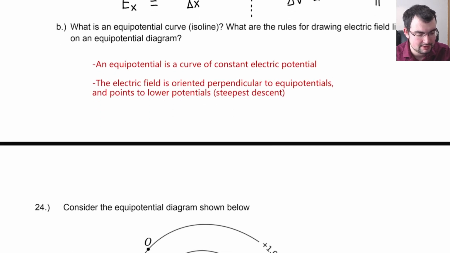And the electric field also points towards lower potentials, because again, just drawing at a right angle actually isn't enough, because there's two vectors you could draw. So you draw the one that points you downhill.